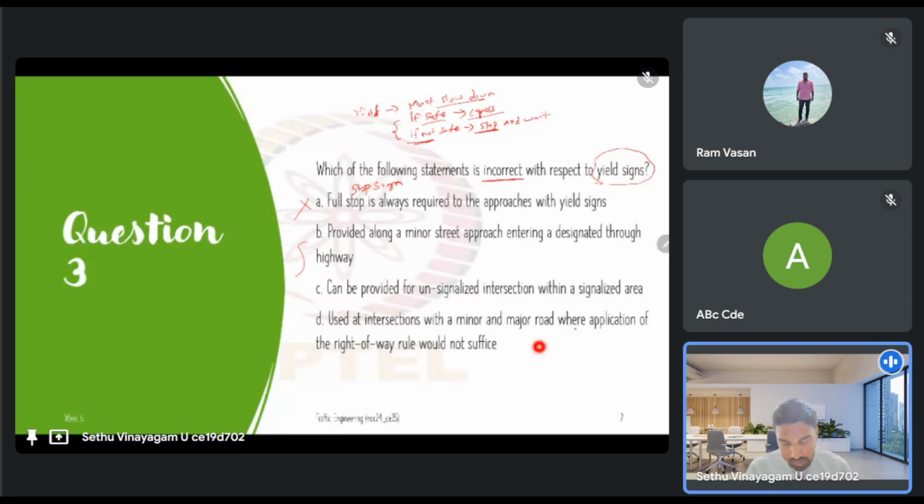So B, C and D are the different conditions. If any of these conditions are applicable, in that case you will provide a yield sign. So B, C, D are correct options. These are the conditions that require a yield sign to be placed.